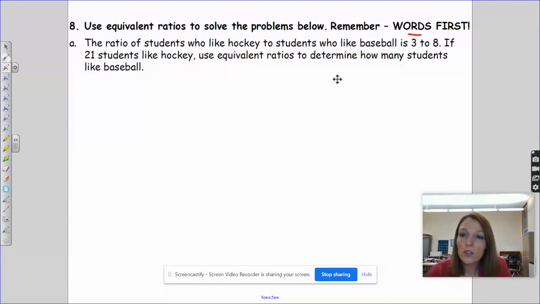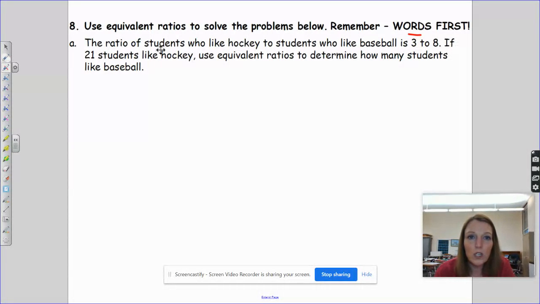Remember words first. So what I mean by this is when you figure out using the words what two types of things are being compared, remember how we set them up first in the ratio with like the first letter of that word, just to make sure that we keep things in the correct order. So order is important for ratios.